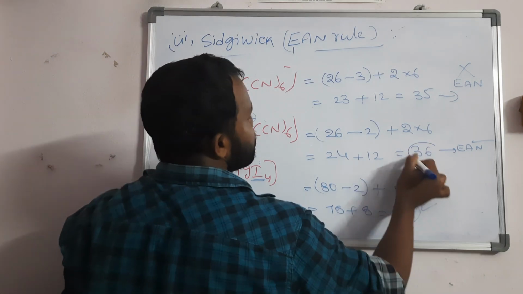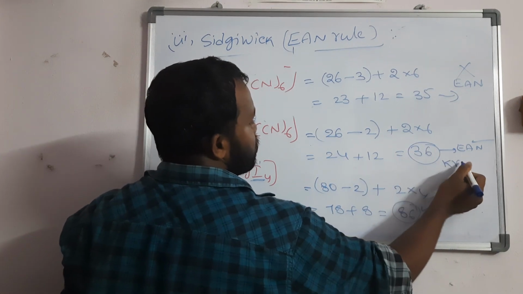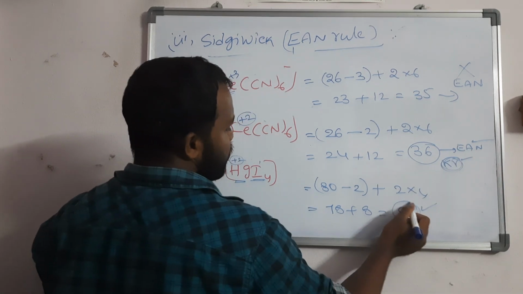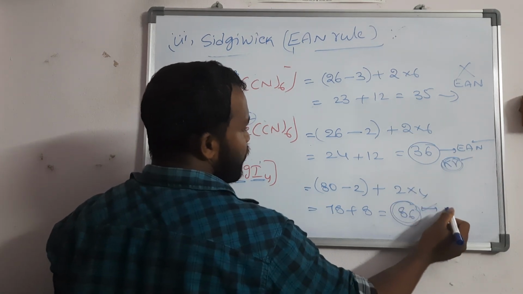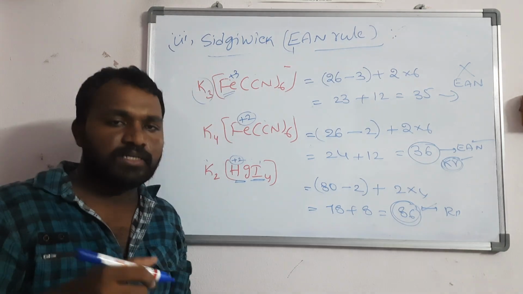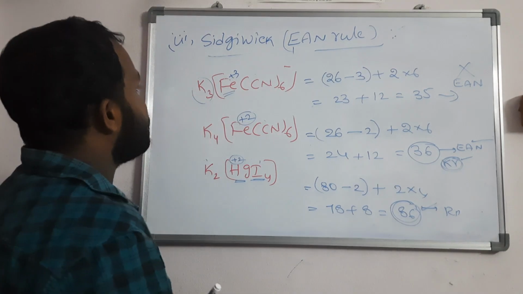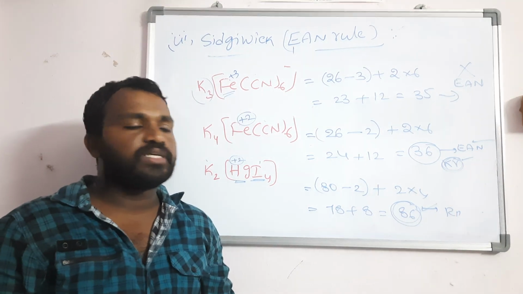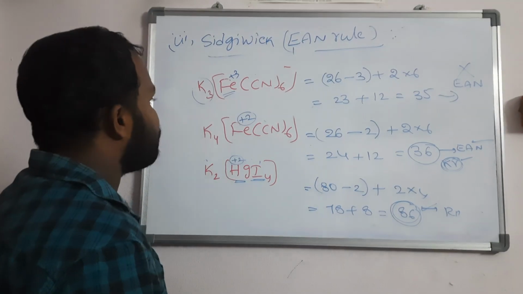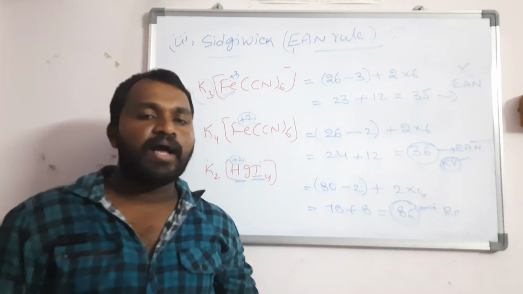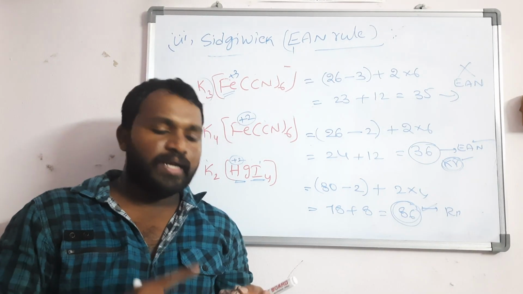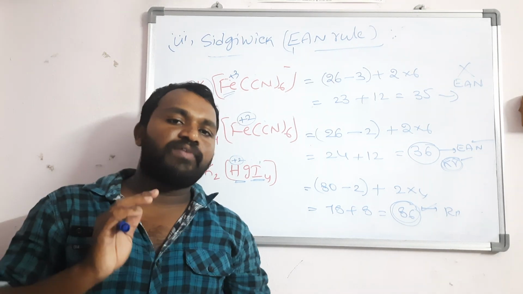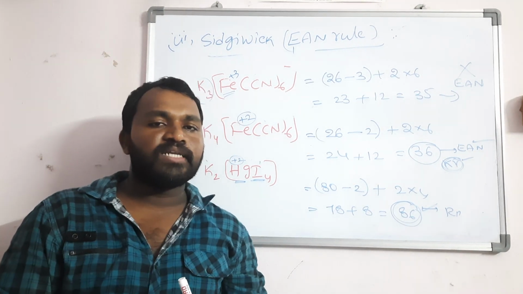36 is exactly krypton, 86 is radon, and 54 is xenon. So that is the Sidgwick EAN rule. Like this, they will ask questions in competitive examinations. But this theory also failed because it does not explain the hybridization, geometry, and color properties of the complexes. Hence this theory is also rejected, and further we will move to valence bond theory.